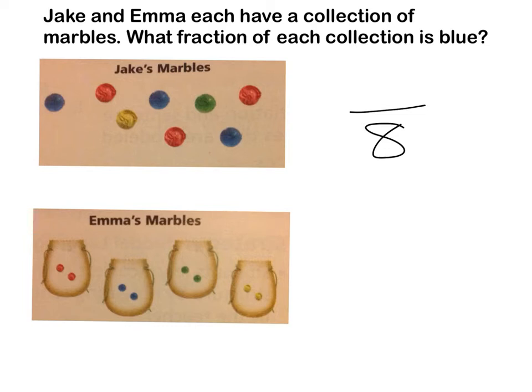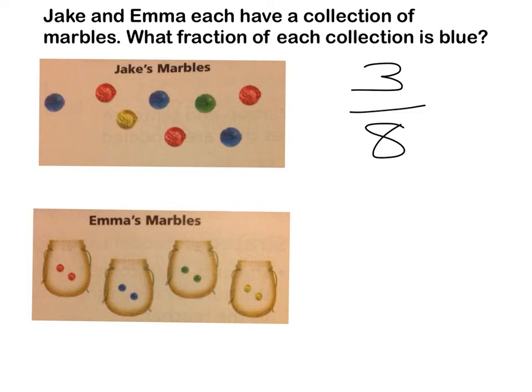The total number of marbles that are blue is written in the numerator. Jake has 1, 2, 3 blue marbles. So we will write 3 in the numerator. Out of the 8 marbles Jake has, 3 out of 8 are blue.